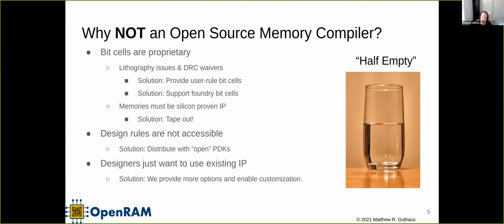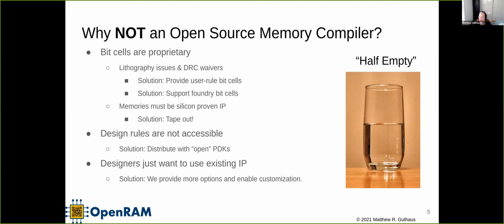Also, design rules are typically not accessible, so it's hard to access that information and then to distribute it. We try to work around that with OpenRAM by using a number of open PDKs as examples and reference designs. And we feel like if we are compatible with a large number of these open PDKs, we're going to basically accommodate all of the quirks of most of the newer technologies, because we're being flexible with what information we use.